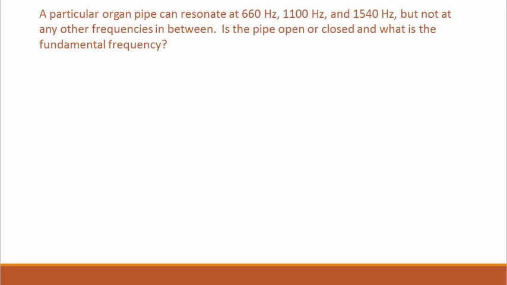Alright, one last example. This one's a little trickier. If we say we've got an organ pipe, and 3 of the overtones are 660, 1100, and 1540, and we want to figure out if the pipe is open or closed and what the fundamental frequency is. Alright, so if I look at the difference between these two frequencies, it's 440 hertz. If I look at the difference between these two, it is also 440 hertz.